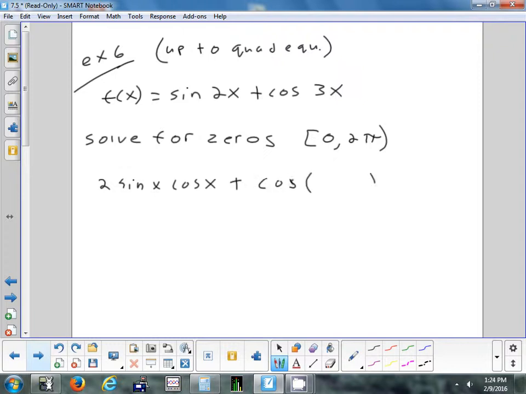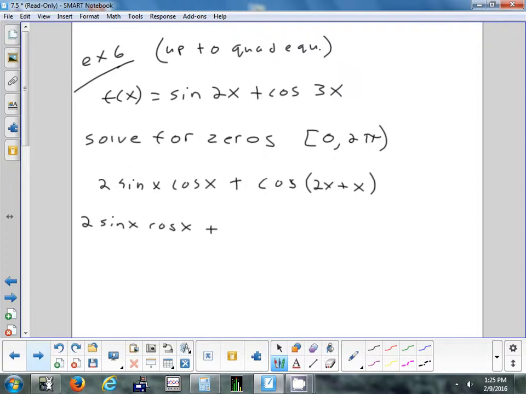Anybody think of how we can write 3x? And we're going to use one of our first formulas we learned today. Yep, 2x plus x. Okay, now I'm warning you, the algebra here gets pretty bad pretty quick. It's not hard, but there's a lot of stuff. This first term is just going to hang out right there.